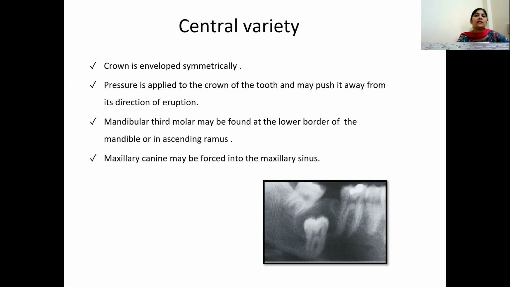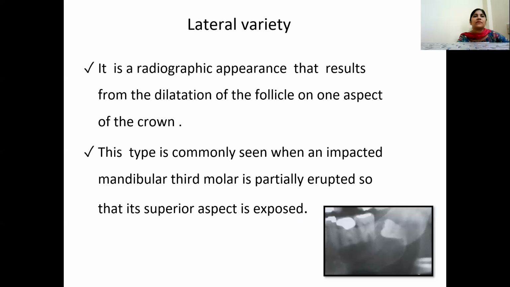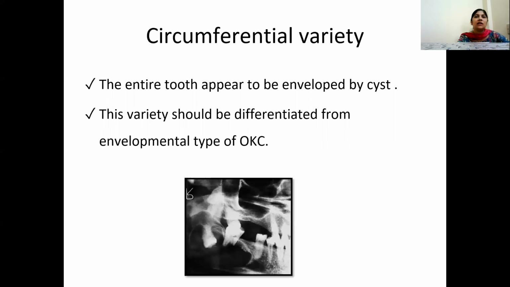So usually you see a unilocular radiolucency, but according to the appearance, it can be central, lateral and circumferential. Lateral variety: it is a radiographic appearance that results from the dilatation of the follicle in one aspect of the crown. This type is commonly seen when an impacted third molar is partially erupted so that its superior aspect is exposed. Circumferential variety: the tooth appears to be enveloped by the cyst. This variety should be differentiated from the envelopmental type of ameloblastoma.